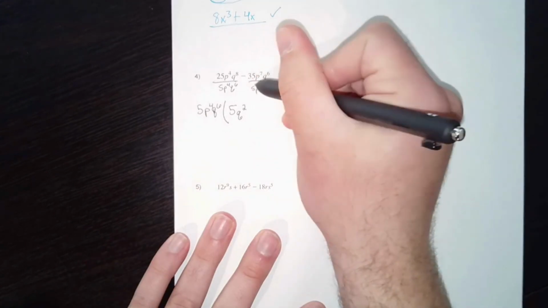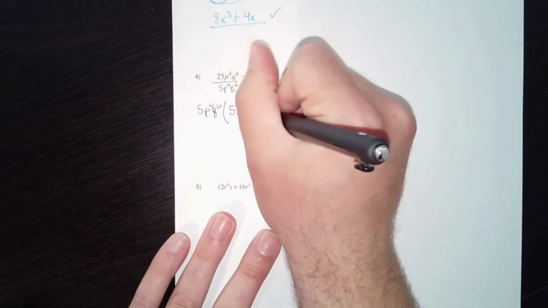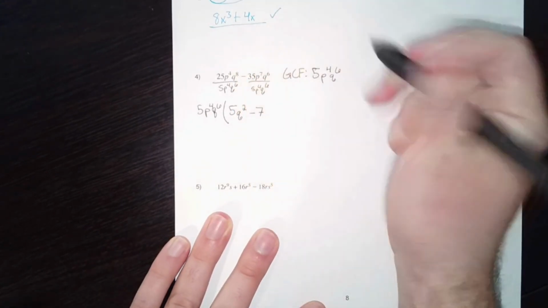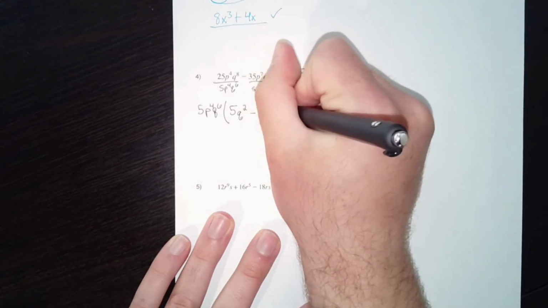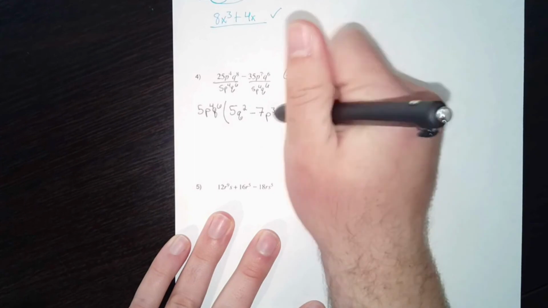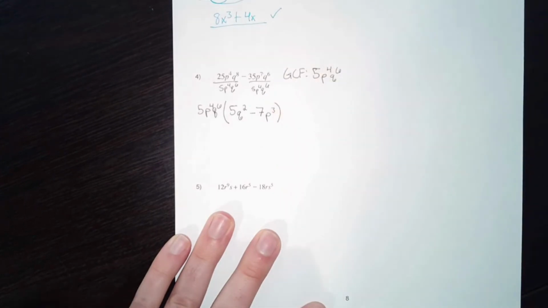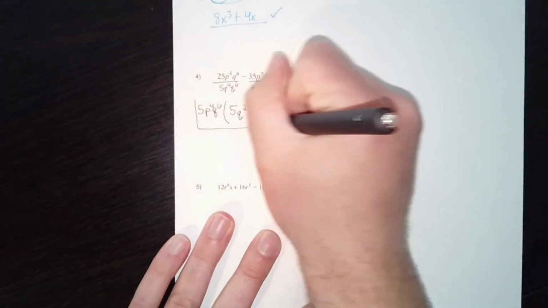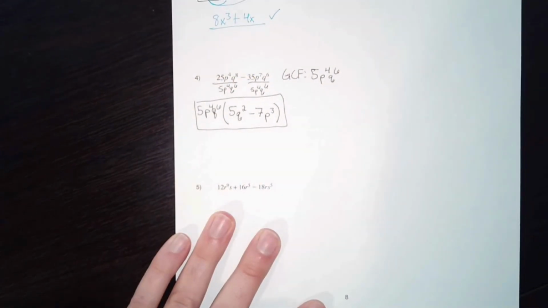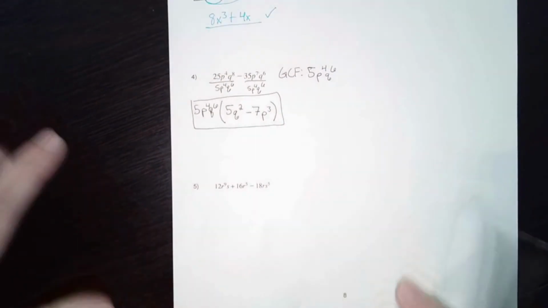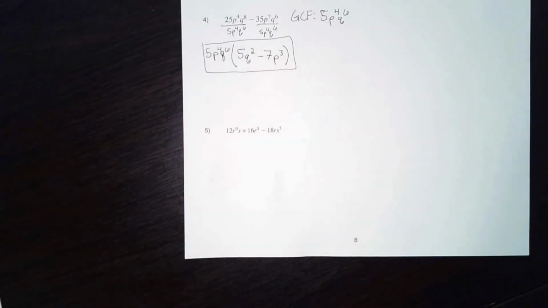For my second one, I have negative 35 divided by 5 is negative 7. Don't forget your negative there. p's, I get a 7 minus 4, which is 3. And q's is 6 minus 6, which is 0, so those go away. So I'm going to close my parenthesis here, and that is my answer. Again, you could multiply that out and make sure it works. For the sake of time, let's move to number 5.